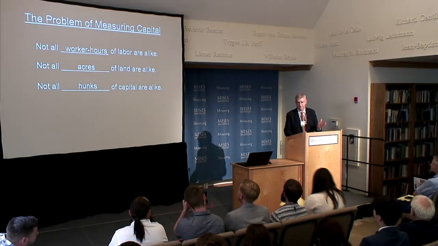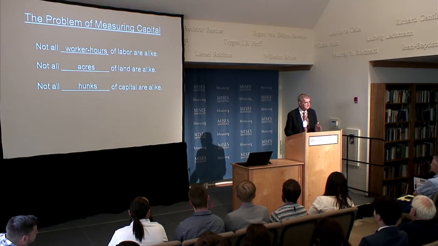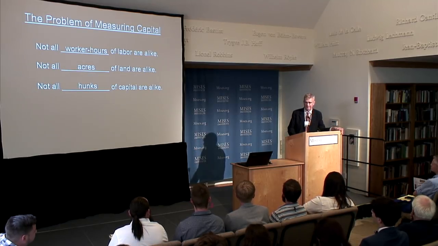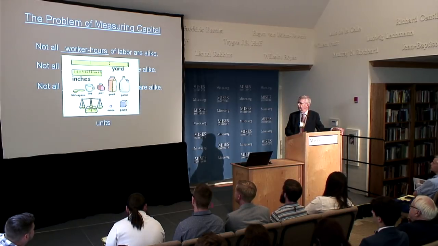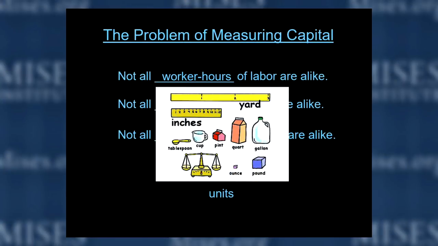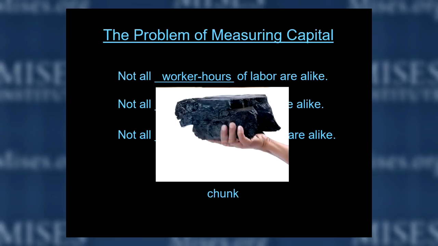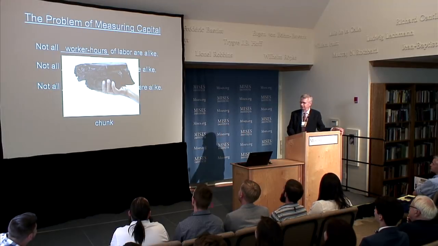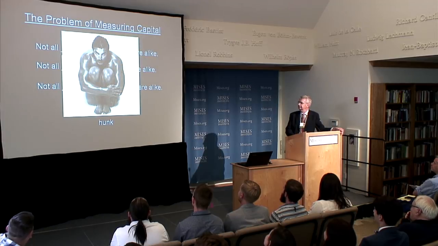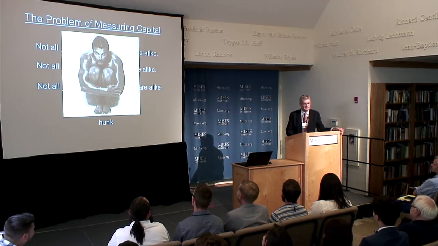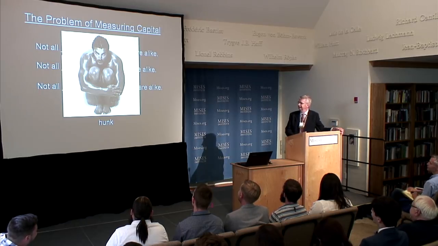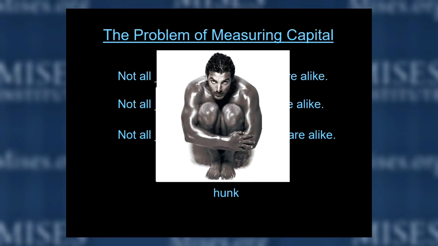So I went to a computer and just looked up what these things are and if that can work. Okay, so there you got gallons and you got pounds, and I said, no, that's not going to work. There's a dose of capital. Okay, there's a chunk. Is it a standard chunk? I don't know. Could be. And a hunk. That's human capital. So who knows what that means? I think Rothbard's against that too.